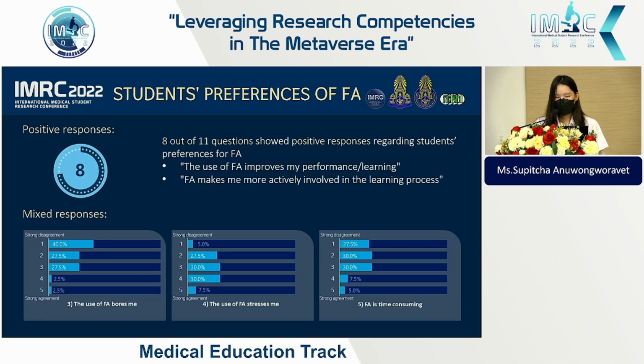For students' preferences of FA, out of the 11 questions, 8 questions showed overall positive responses regarding the students' preference for FA. When referring to positive responses, this means that the students are in favor of FA, and this correlates with the answers from the open-ended section. For instance, one student said, "The use of FA improves my performance and learning." As for the other 3 out of the 11 questions, there were mixed responses. For mixed responses, this means that a relatively high number of students chose 3 on the scale, which is the neutral answer, while 1 refers to strong disagreement to the statement or the question, and 5 refers to strong agreement.